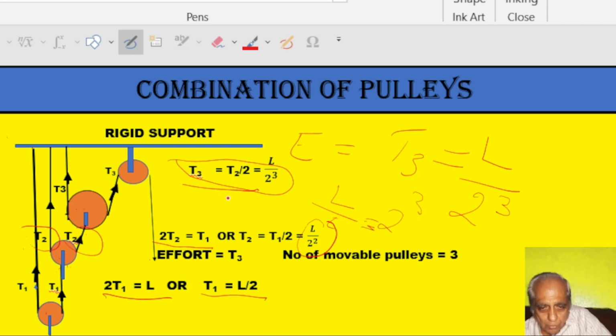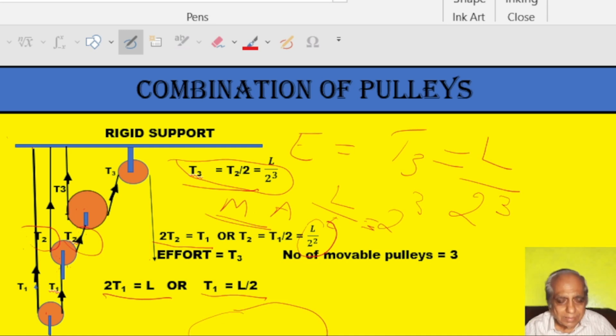So what is L upon E? It is mechanical advantage. Therefore, mechanical advantage is 2 raised to 3, because there are 3 movable pulleys. So in case there are n movable pulleys, I will get mechanical advantage equal to 2 raised to n, as written here. So this you should learn. Only you have to be careful in numericals that n has to be the number of movable pulleys.